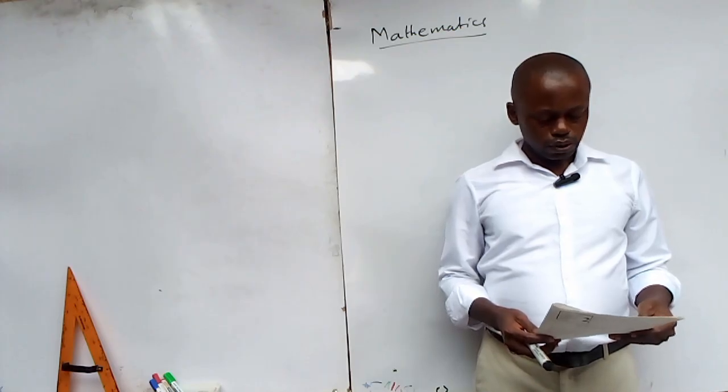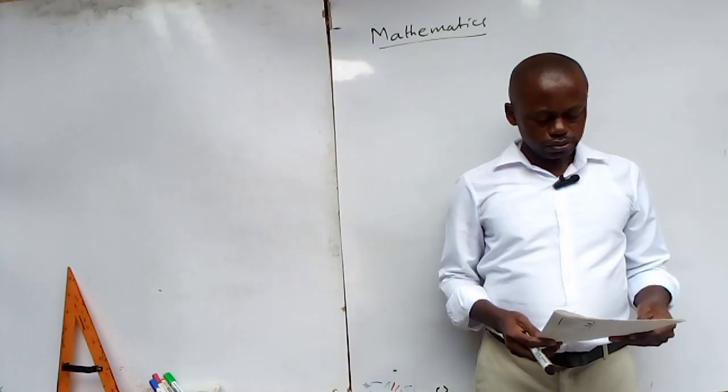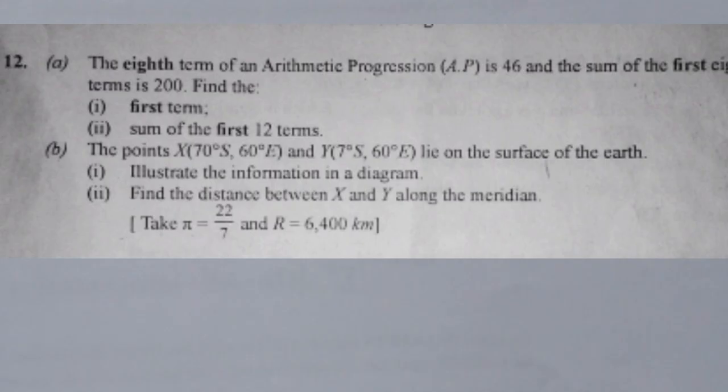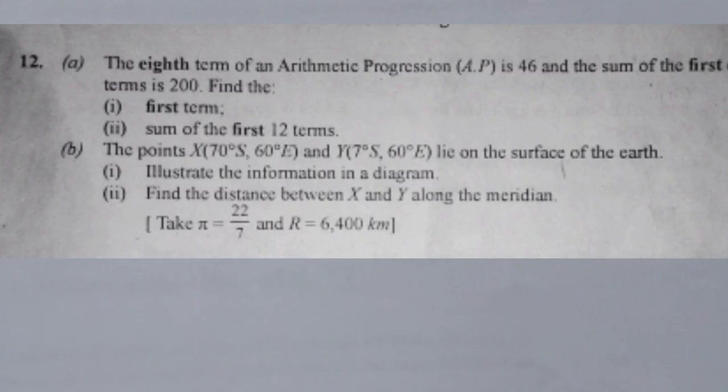So in this question now, 12B, it says the points X, latitude 70 degrees south, longitude 60 degrees east, and another point Y, 7 degrees south and longitude 60 degrees east, lie on the surface of the earth. I illustrate the information in a diagram. II find the distance between X and Y along the meridian.